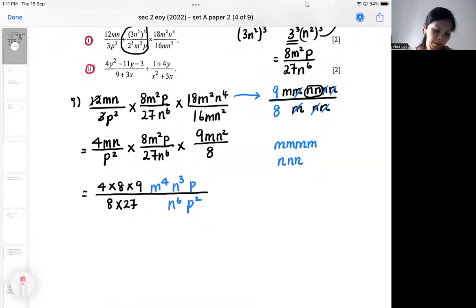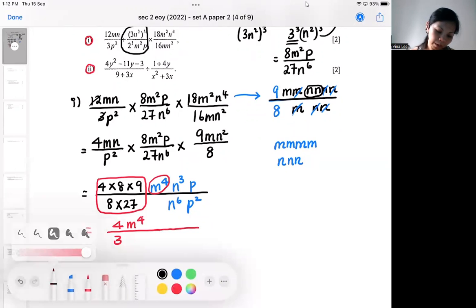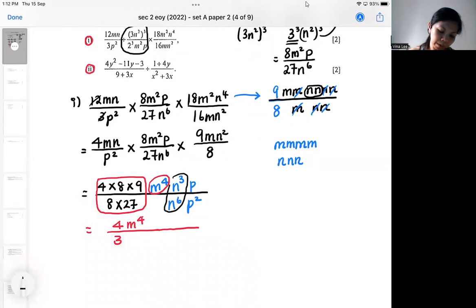Okay, after this, you can punch the calculator. So this part, if you punch the calculator, your calculator will give you a 4 and a 3. That means you punch your calculator, it will just get reduced to 4 thirds. Okay, then I'm going to cancel individually. So you realize that m to the power of 4 is on top only, so actually there's nothing for me to cancel. Okay, for the n, there is something for me to cancel.